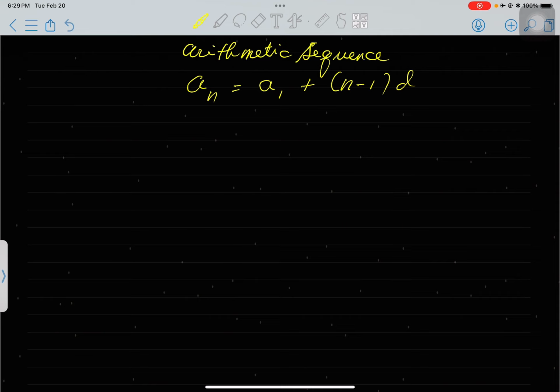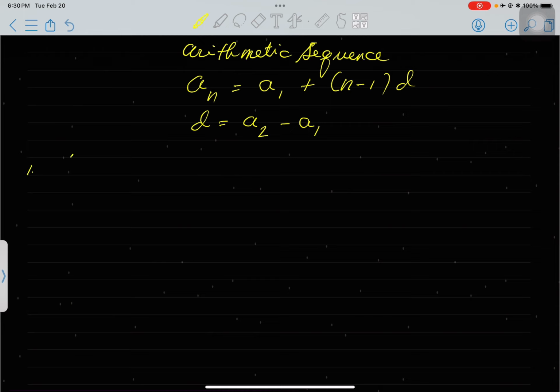Now, the first step to find out the unknown term of this arithmetic sequence is to determine first our constant difference. And the formula for finding the value of our constant difference is d is equal to a sub 2 minus a sub 1, wherein our a sub 2 is our second term and our a sub 1 is our first term. So let's have this example.